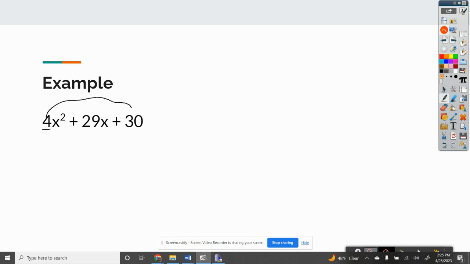So we're going to slide. 4 times 30 is 120. All right, and we slid the 4, so the 4 is gone now. For now, it's gone. All right, and we are factoring this. How fun. So we're going to look for factors of 120 that add to 29.